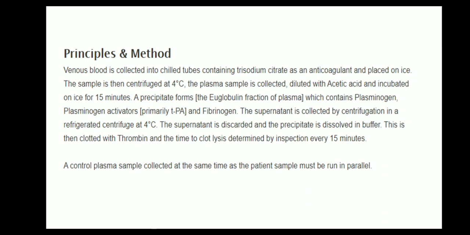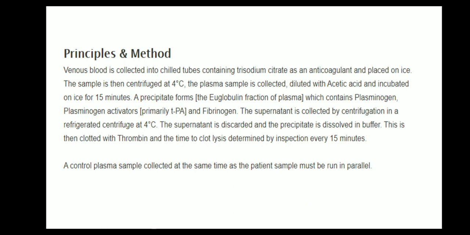Venous blood is collected in chilled tubes containing trisodium citrate as an anticoagulant and is placed on ice. The sample is then centrifuged at 4 degrees centigrade. The plasma sample is collected, diluted with acetic acid and incubated on ice for 15 minutes. A precipitate forms, that is the euglobulin fraction of plasma, which contains plasminogen, plasminogen activator and fibrinogen.